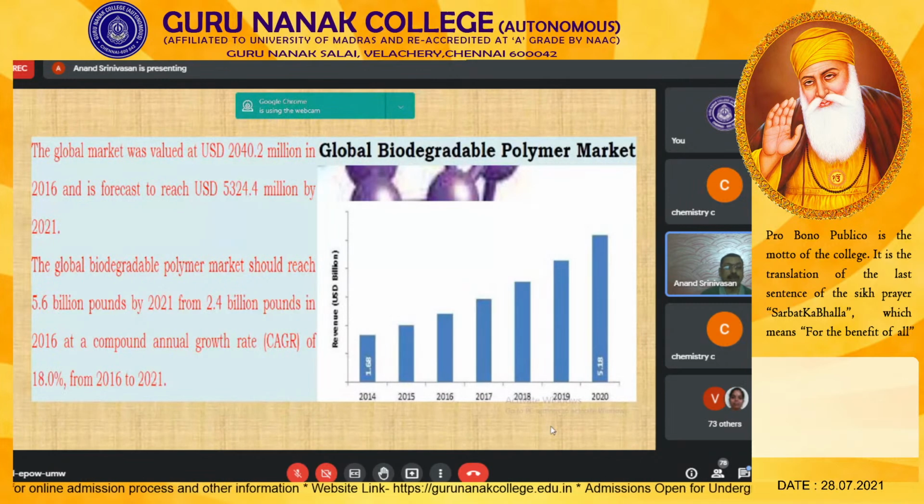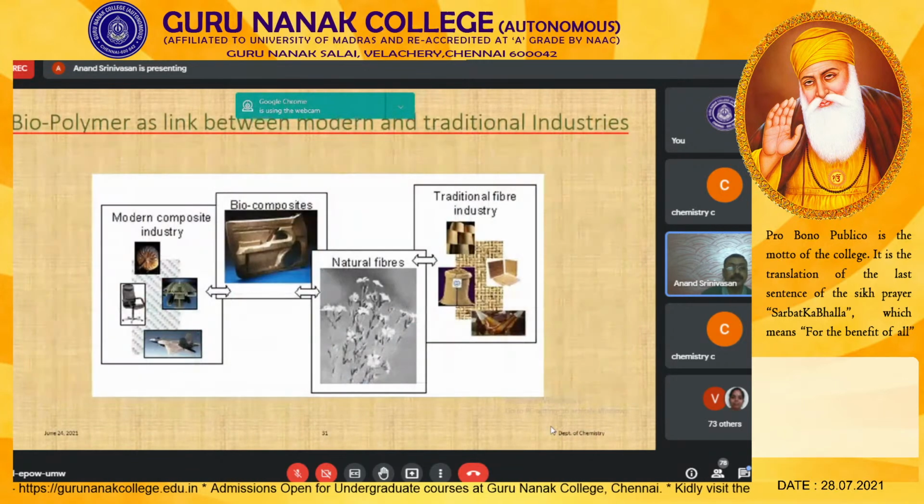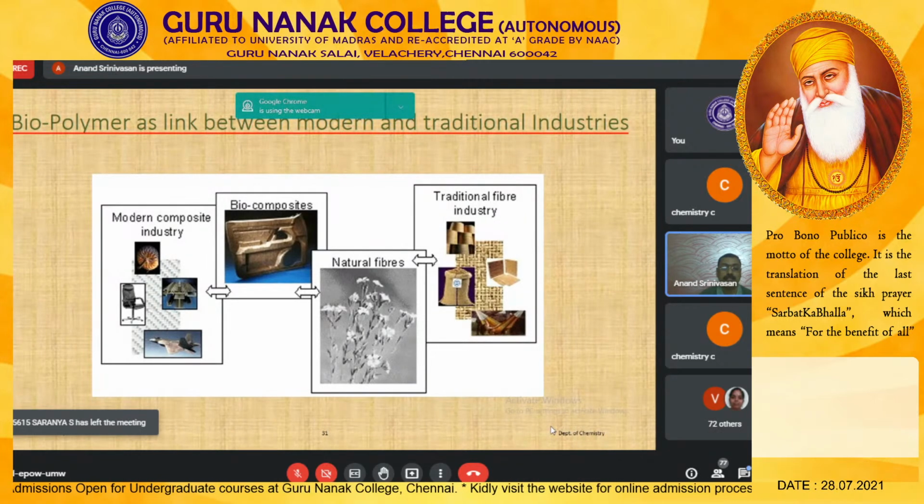So the compound annual growth rate is really going up in the case of your biodegradable polymers. And moreover, biopolymers act as a link between modern and traditional industries. In fact, many automobile cars which you see these days, like Audi, Volkswagen, Benz, and Daimler Chrysler, and even the Hummer, make use of this biopolymer. So it is a link between the modern and traditional industry, and it is used for size reduction and even for performance improvement as well.